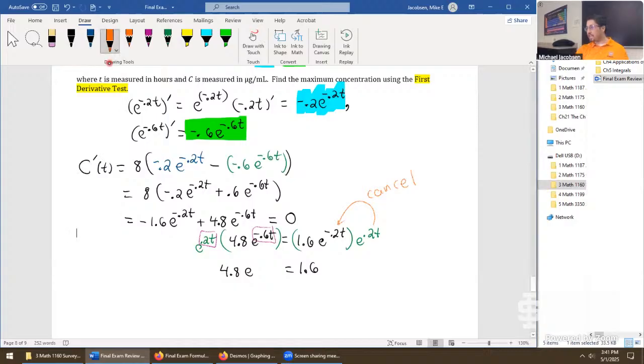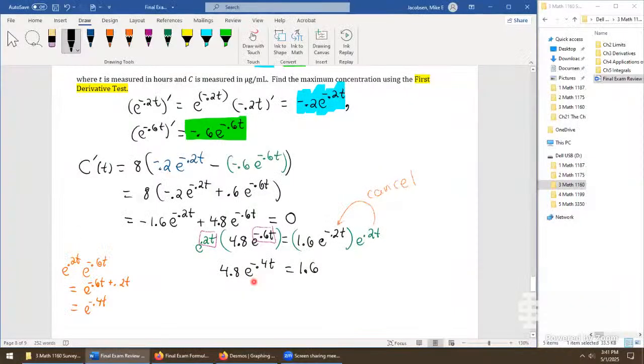Let's do it on the left just for the sake of clarity. e to the 0.2t multiplied by e to the negative 0.6t is e to the power of negative 0.6t plus 0.2t. So we get e to the power of negative 0.4t. That's our new exponent. Well, what can we do with this? Let's just divide by 4.8. Why not? Let's isolate the exponent, trying to look like an exponential decay kind of problem. To solve for t, we want to eventually take the natural log, so clear out the 4.8.